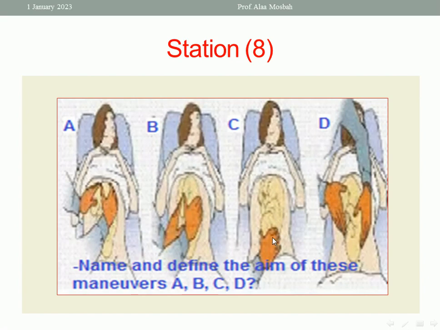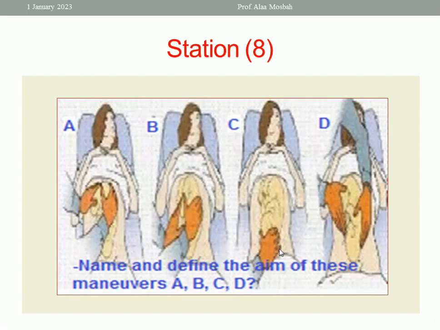Next, figure C. This is the first pelvic grip. Why is it done? Trying to feel the fetal pole occupying the lower uterine segment, is it head or buttocks or empty? Head in case of vertex presentation, or face presentation or brow presentation, or buttocks in case of breech presentation, or empty in case of transverse lie. So this is the aim of doing the first pelvic grip.